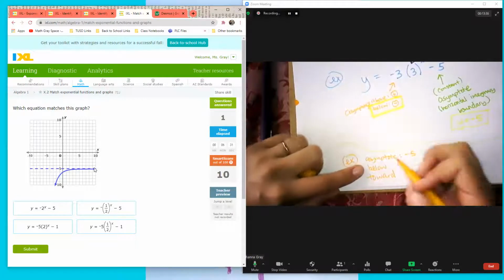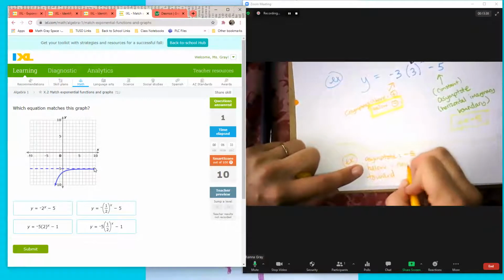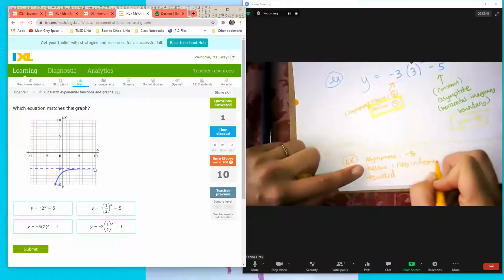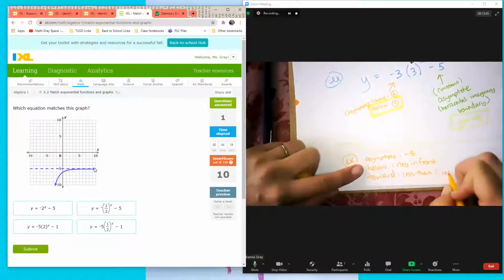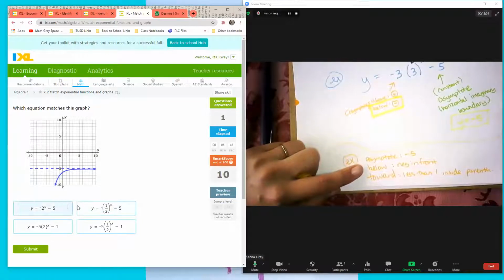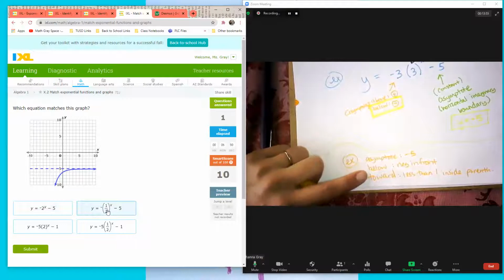So really that means it should have a negative in front and less than 1 inside the parentheses. So that's what I'm looking for here. So I'm looking for a -5 at the back, a negative number in front, which they both have, but then this one has a number that's less than 1 inside the parentheses, so that this option matches these criteria.